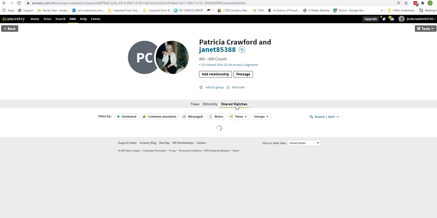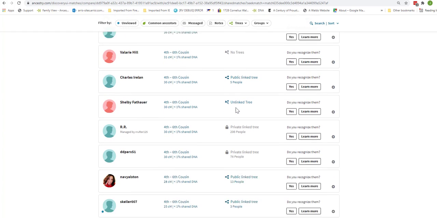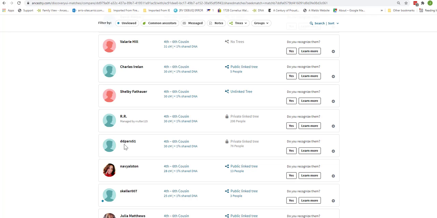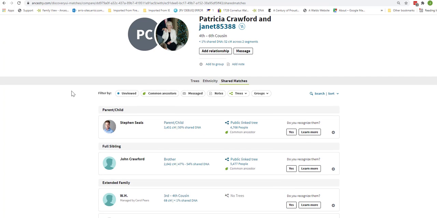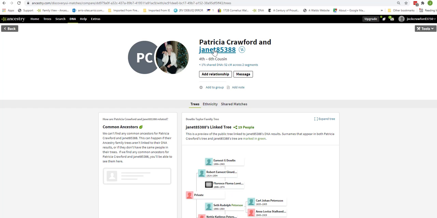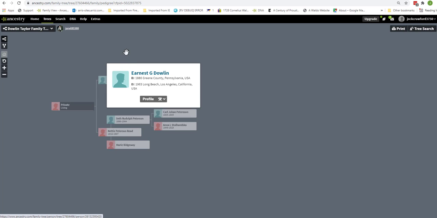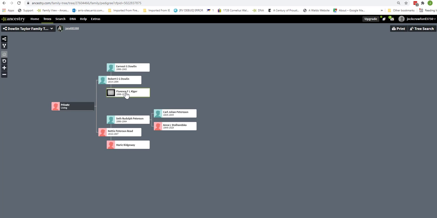And we'll look at the shared matches with Janet first of all. And notice that one of those matches is Parks. And this is an ancestry member who I've gotten in touch with, Doug Parks. And he explained to me what his tree looks like. And so I have an idea of how he fits into the Dowlins. But if we look at Janet's tree, who I've also gotten in touch with, Janet is a descendant of Ernest G. Dowlin, who married Florence Kiger.